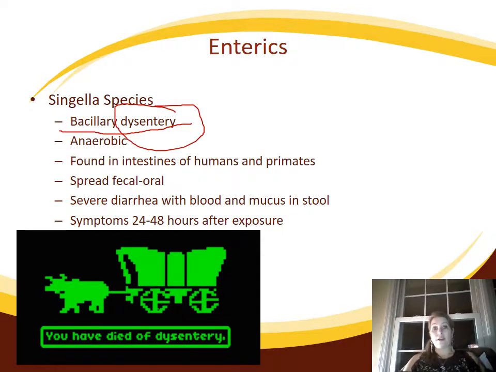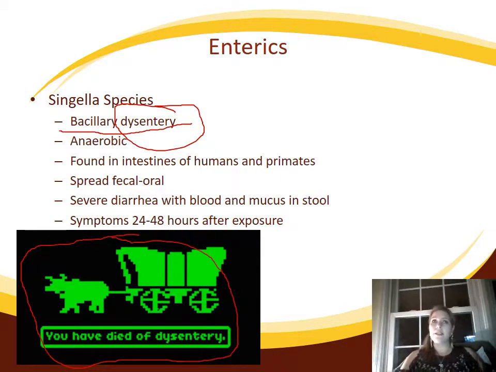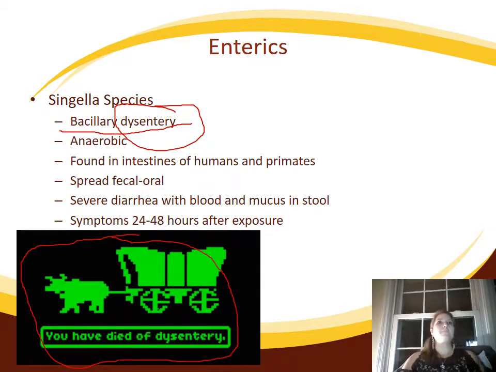Anybody that ever played Oregon Trail as a kid? I just found this highly amusing. But you're all much younger than I am, so probably have no idea what I'm talking about.